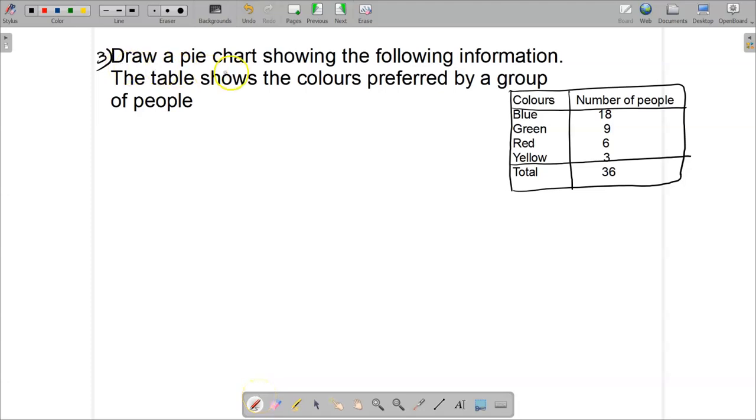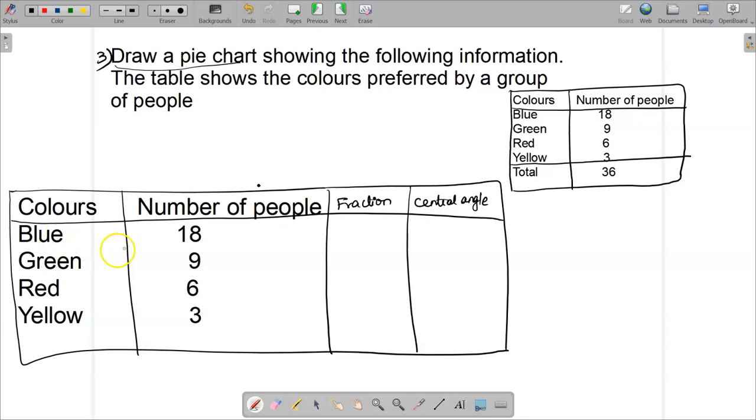The question is: draw a pie chart showing the following information. The table shows the colors preferred by a group of people. Here, when we observe the table, the colors are blue, green, red and yellow. The number of people who liked them is 18, 9, 6 and 3. Total is 36. In order to draw the pie chart, first we have to find the fraction and the central angle.